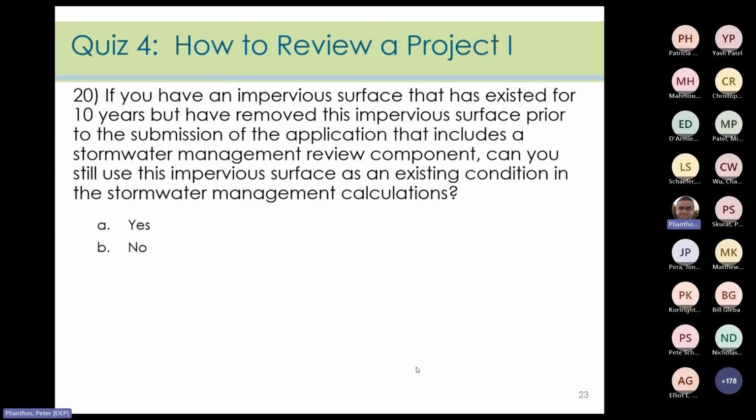Question 20. If you have an impervious surface that has existed for 10 years, but have removed this impervious surface prior to the submission of the application that includes a stormwater management review component, can you still use this impervious surface as an existing condition in the stormwater management calculations? And the answer here is no.